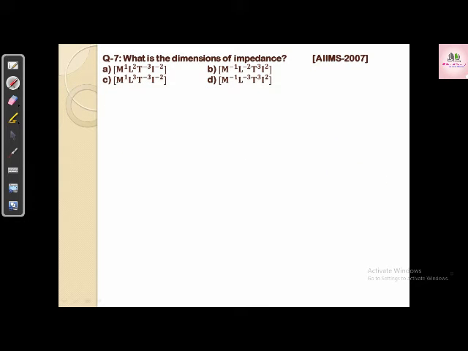So the next question is question number 7. What is the dimension of impedance? This question was asked in All India Institute of Medical Science 2007. So they have given four options.